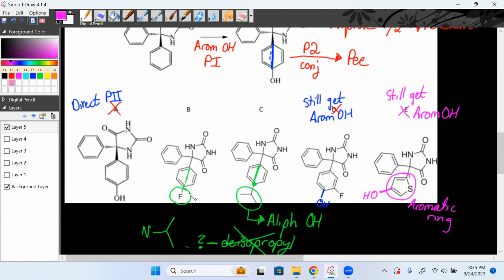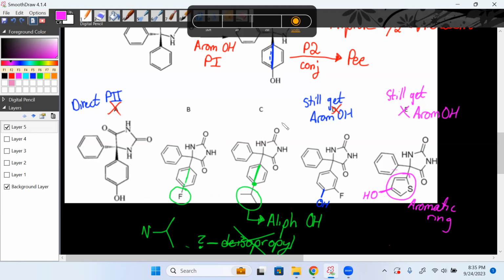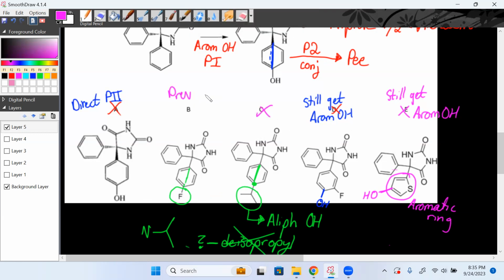Are there any metabolic pathways that we have learned that get rid of halogens? Do we know how to get rid of halogens? Nope. Do not ever try to remove a halogen from a drug. You do not know how. Neither do I, actually. So if you ever have a pathway that tries to get rid of a halogen, it's wrong. We do not know how to get rid of halogens. So this fluorine is preventing the aromatic hydroxylation without adding other pathways.